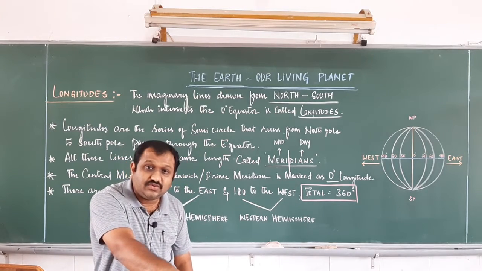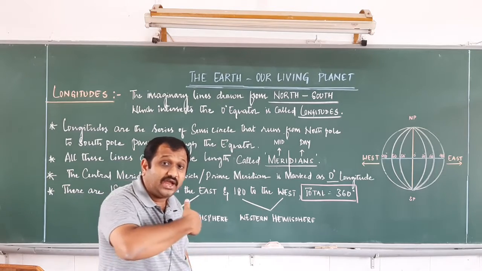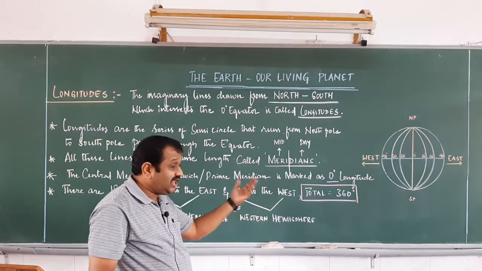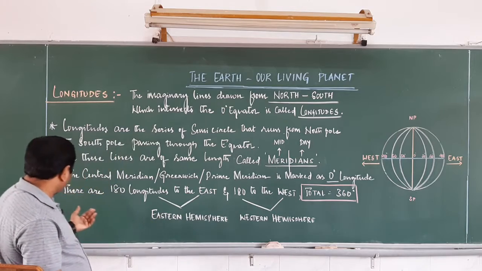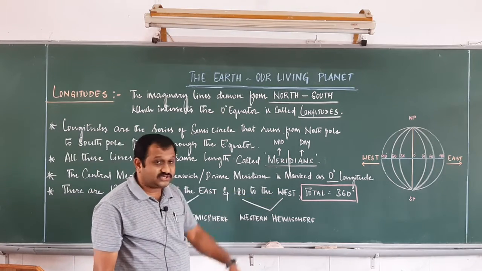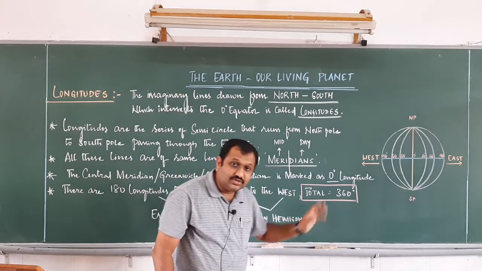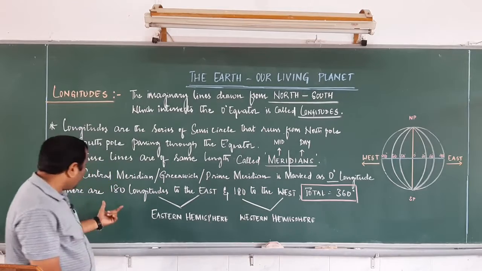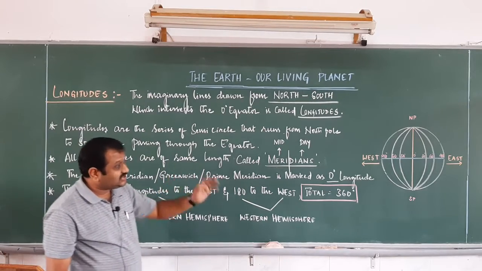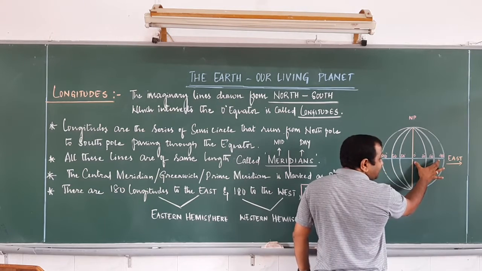How many longitudes are there? There are 360 longitudes, 180 to the east and 180 to the west. Here I have written there are 180 longitudes to the east and 180 to the west. So in total we can say there are 360 longitudes. Here the 180 longitudes to the east, this part, the eastern part, we call the eastern hemisphere.